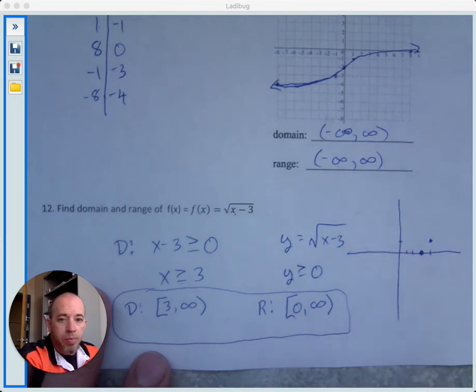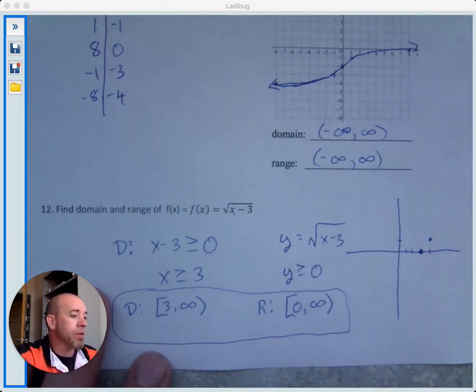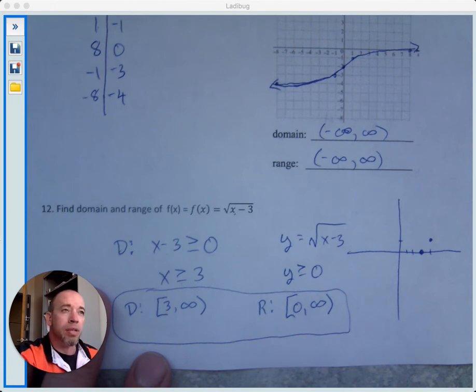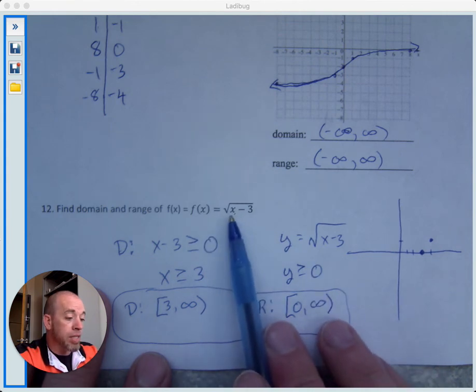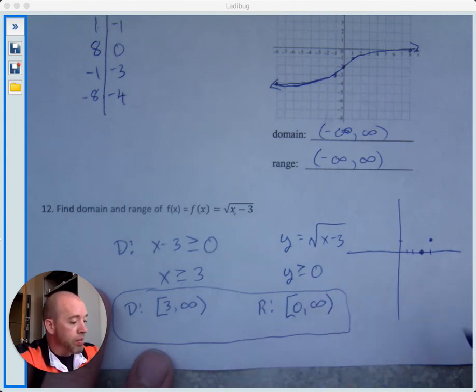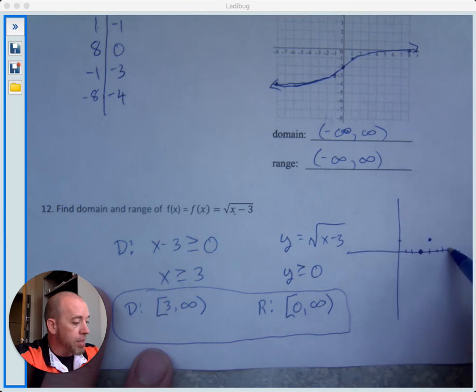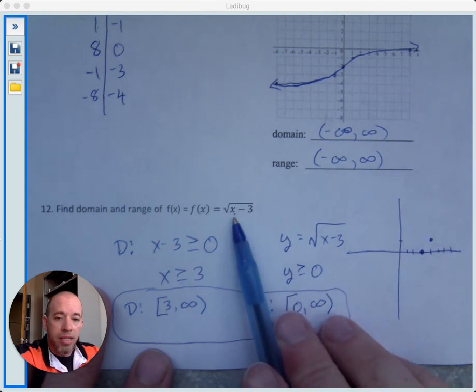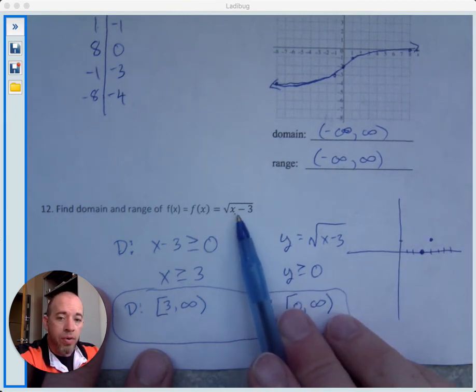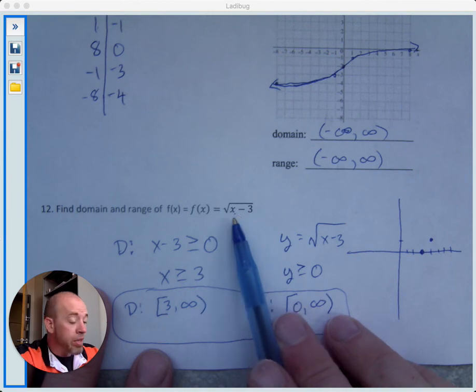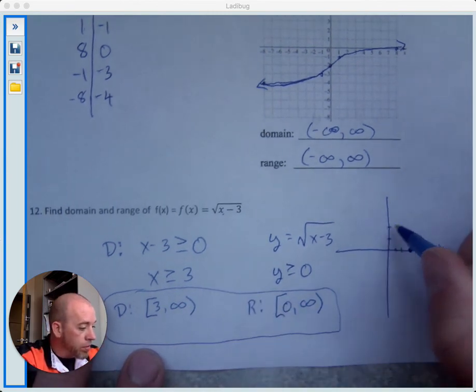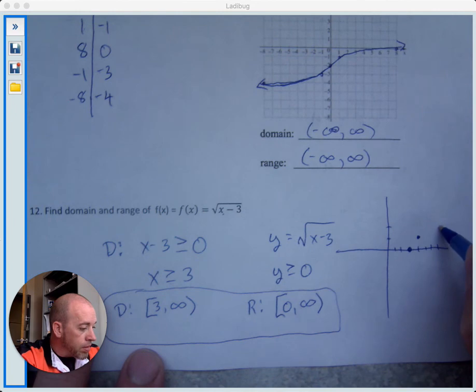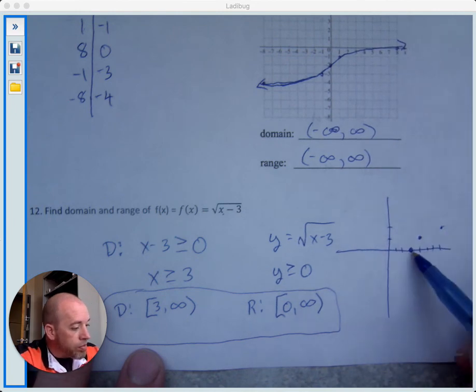And then we think of the next perfect square. So we had 0, we had 1, we had 4, right? Square root of 4 is 2. So how could we get 4 underneath here? We'd have to plug in 7 for x. So we have 1, 2, 3, 4, 5, 6, 7. If we plug in 7 for x, 7 minus 3 is 4, and square root of 4 is 2. So we have a point at 7, 2. All right, so we can make a nice smooth curve through these points.